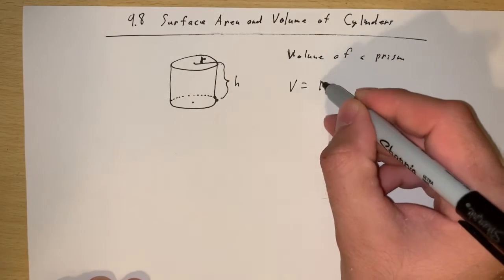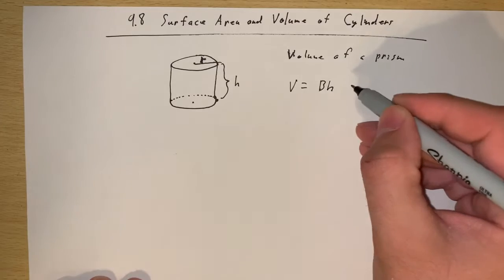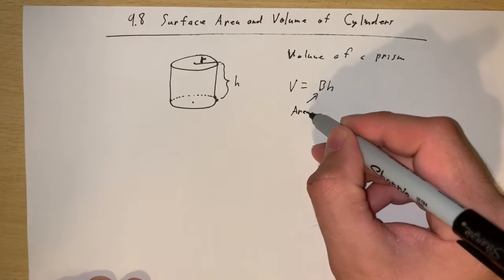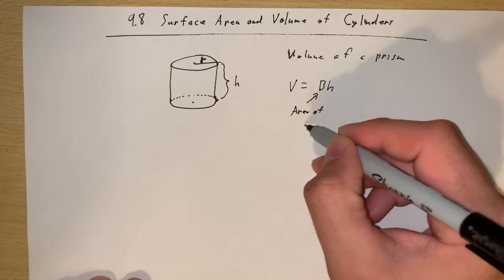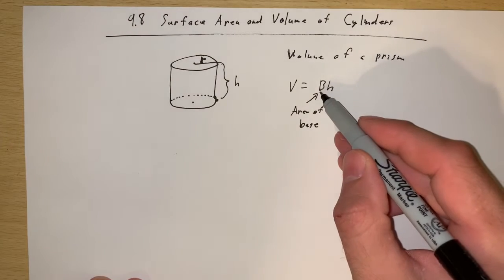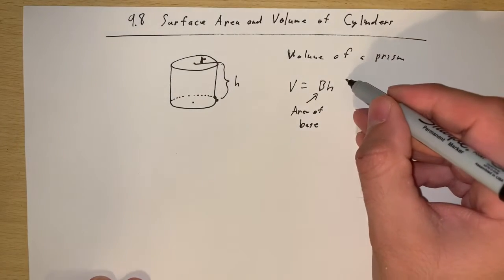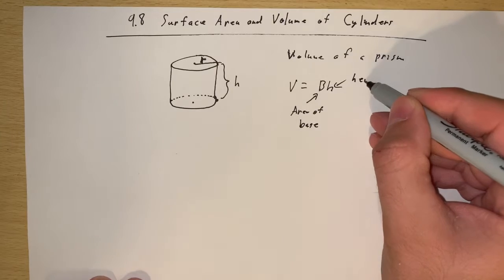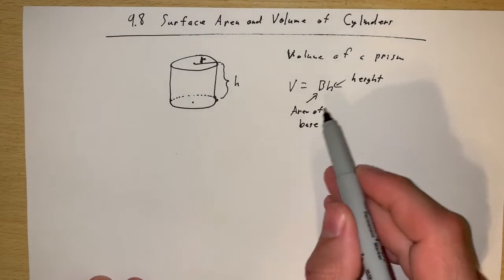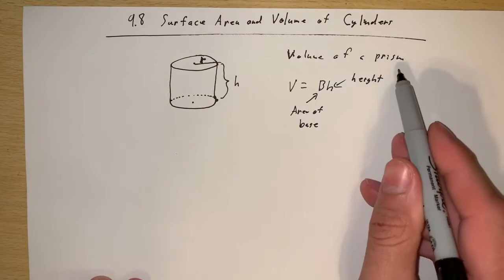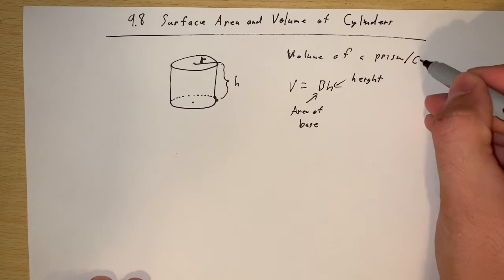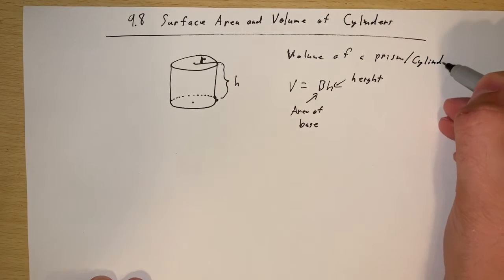Remember, volume equals B times H. What does the capital B stand for? Area of base. The area of the base multiplied by H, which is the height. So if you take the area of the base and multiply it by the height, that gives you the volume of the prism. Well, the volume of a cylinder is the same thing.